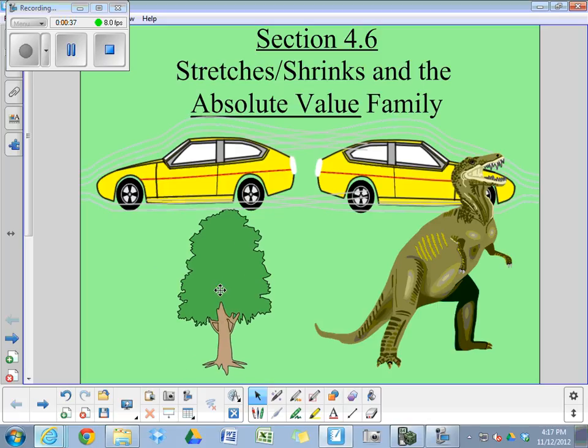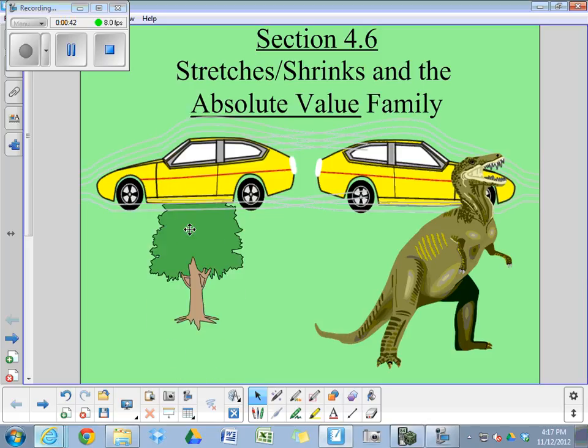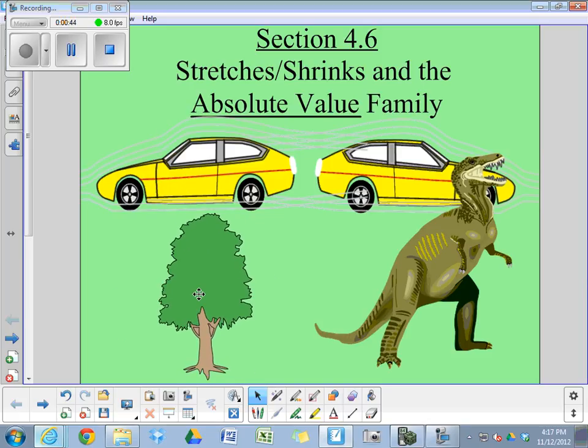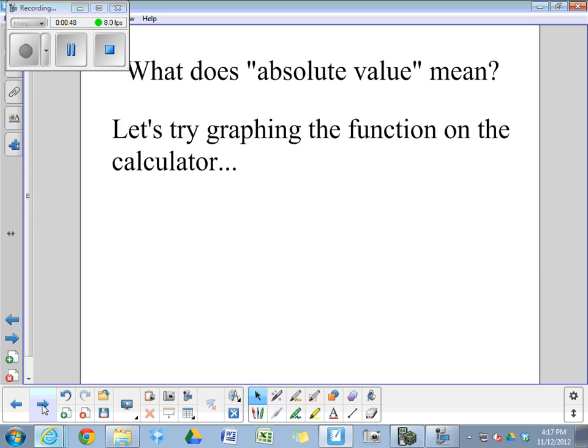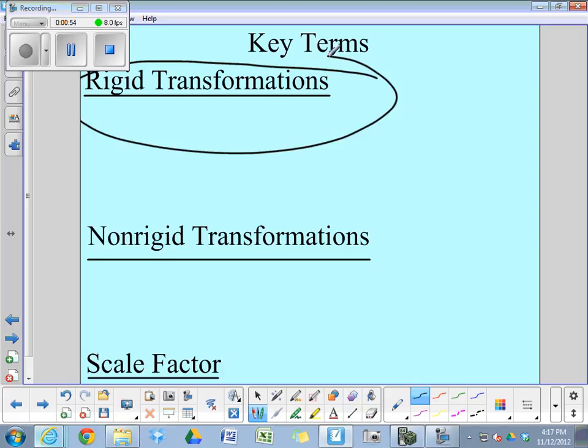With the tree, if we slide it to the left, or slide it to the right or up or down, that was known as a translation. The objects did not change size at all, they only changed their position. This would be an example of what's known as a rigid transformation. Rigid transformation, they change their position but not the size.